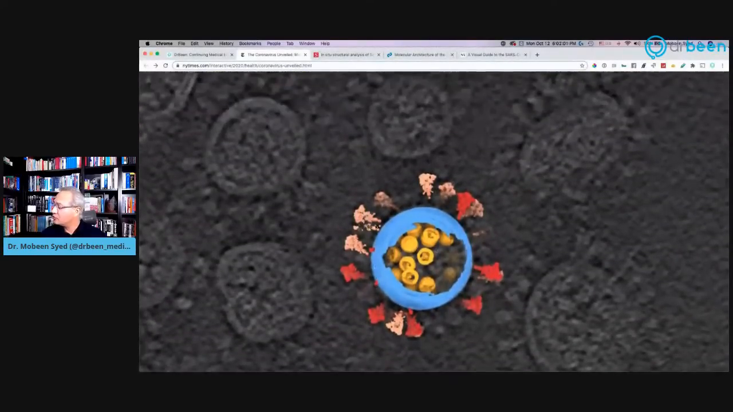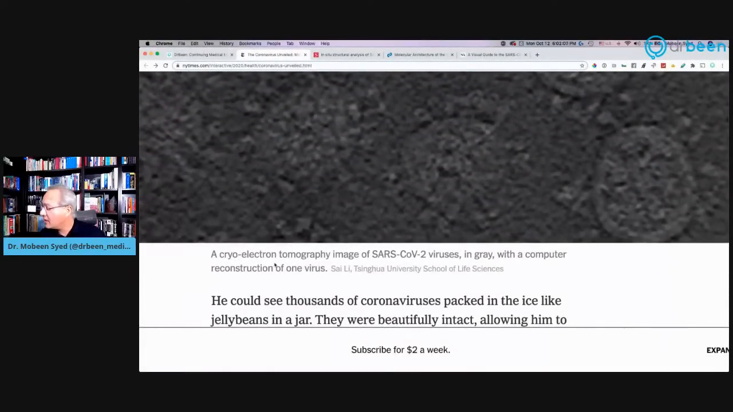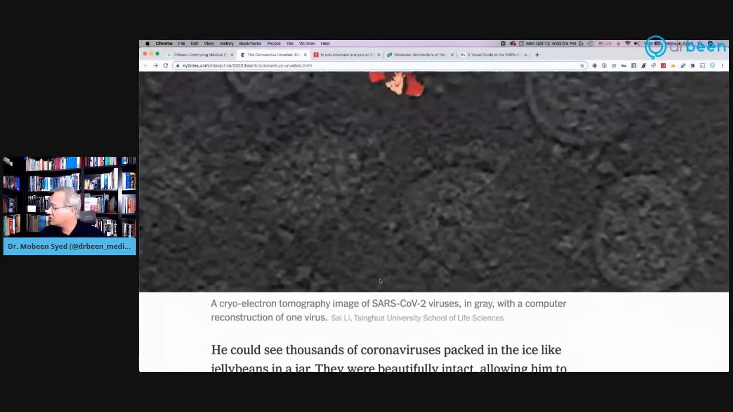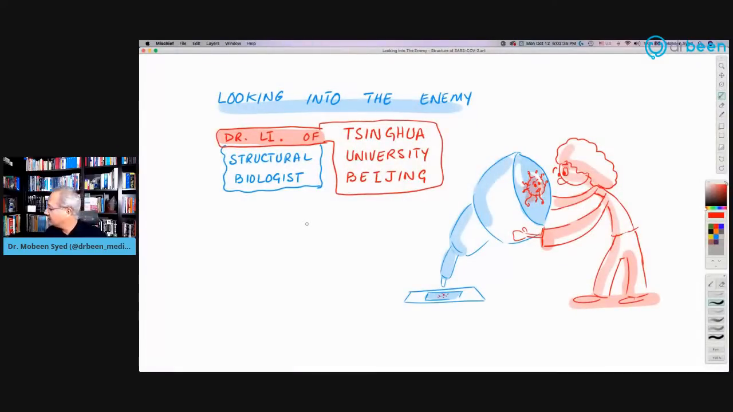structure of the SARS-CoV-2. So if you see this diagram here, let me just give the credit to the right people here. A cryo electron tomography image of SARS-CoV-2 viruses in gray with a computer reconstruction of one virus. Saili, Tsinghua University School of Life Sciences. I hope I'm pronouncing it correctly. Tsinghua or Tsinghua, I do not know what is the right pronunciation. But this is the diagram, and they have then computer generated this model here as well. So let us start. And of course, Luffy is today awake and is studying with us.